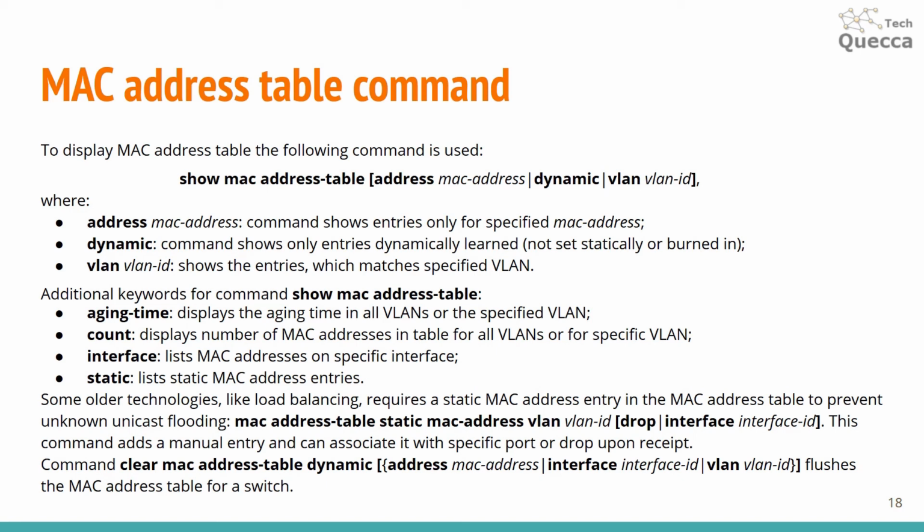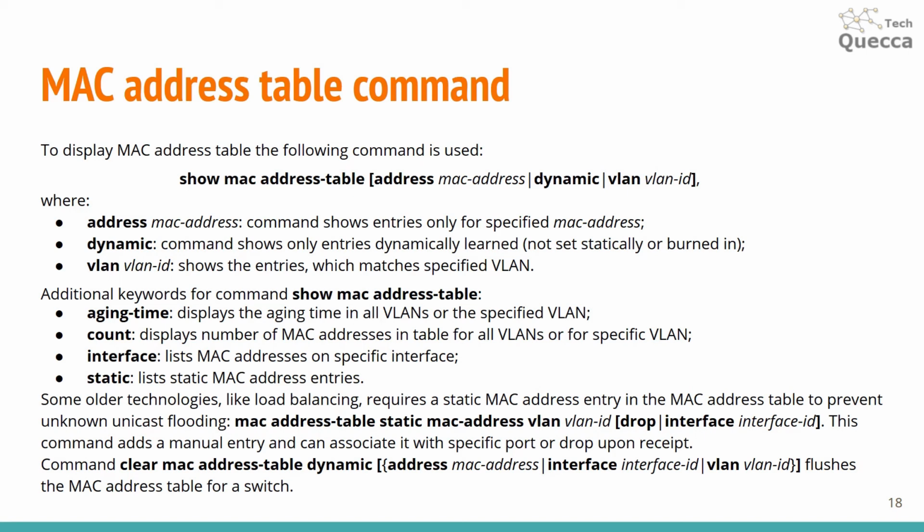Additional keywords for the command show mac address-table. Some of them we can mention, like aging-time, which displays the aging time in all VLANs or a specific VLAN. Count. This option displays the number of MAC addresses in the table for all VLANs or for a specific VLAN. Interface lists MAC addresses on a specific interface. And static. This option lists static MAC address entries.